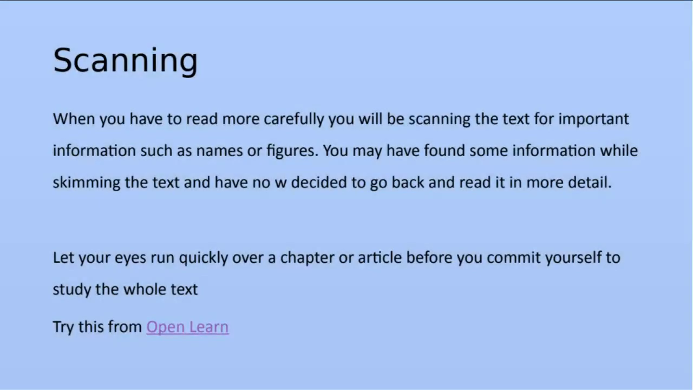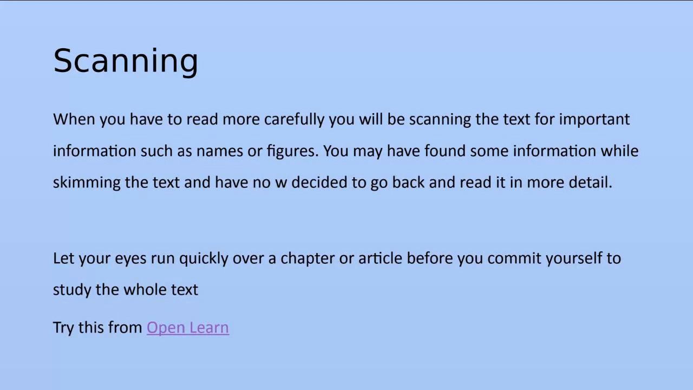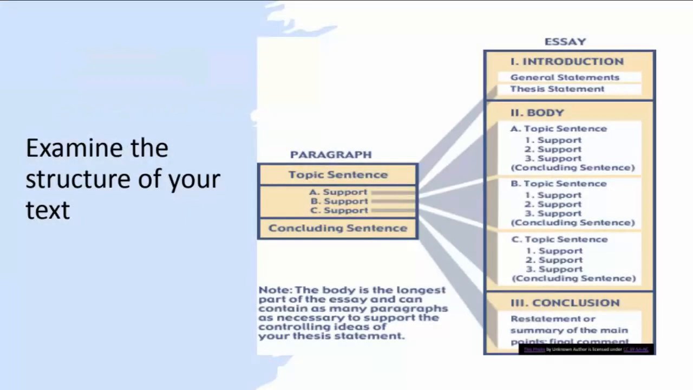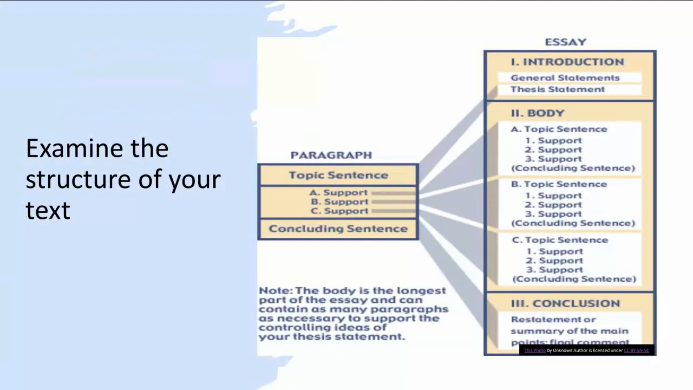Scanning, again, if you use Control F, scanning is a really good way of looking for specific information. It can be used for countries or study names or dates or anything to do with weather or specific data. So you've now found information while skimming the text, and I've now decided to go back and read it in more detail. And then you can let your eyes run over the text before you decide what you're gonna do next. And this is the structure of the text.